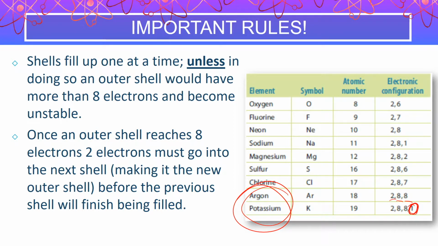Calcium comes after potassium, and you'll see that calcium is 2, 8, 8, 2. That's because it's putting that second one into shell 4. Now it's fully established. What comes after calcium would be filling up back here in shell 3, and you can fill it all the way up to that maximum of 18.